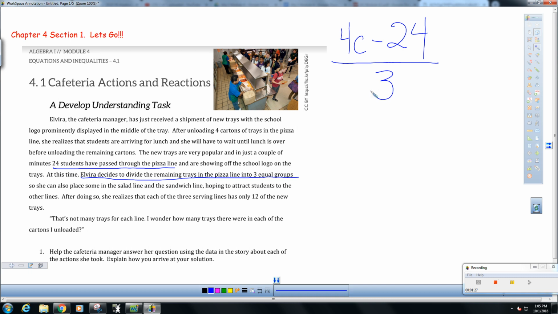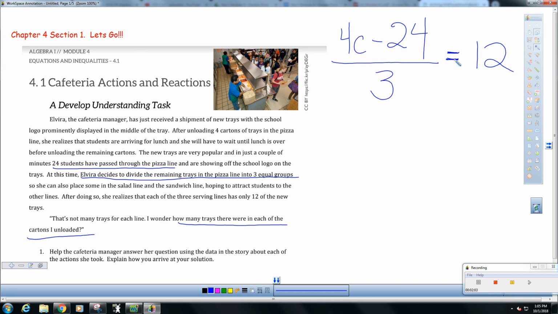And then after doing so, she realizes that each of these serving lines has 12 trays. So we can maybe use this information to figure out how many trays were in each of the cartons that I unloaded. So notice that I have an equation. What makes it an equation? Well, it has an equal sign. That's actually very important. I don't think we teach that very well in school. Okay? Help the cafeteria manage to answer the question.